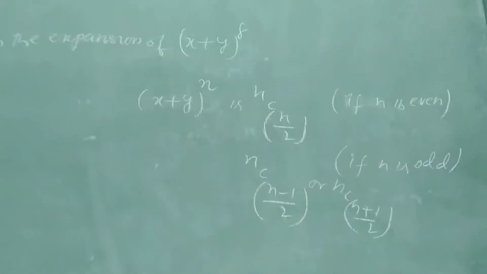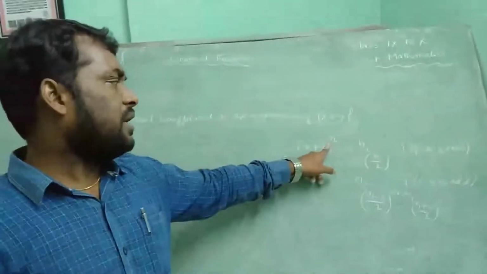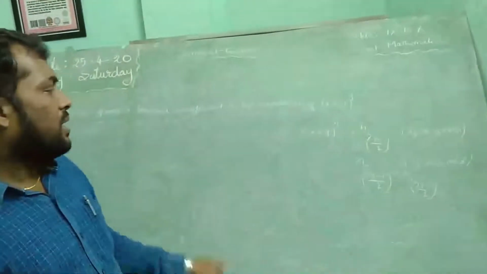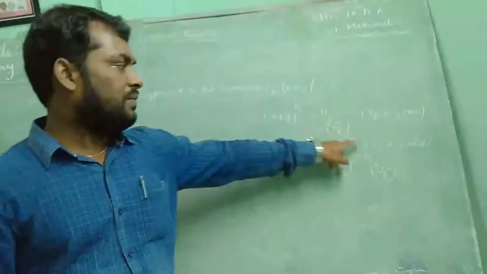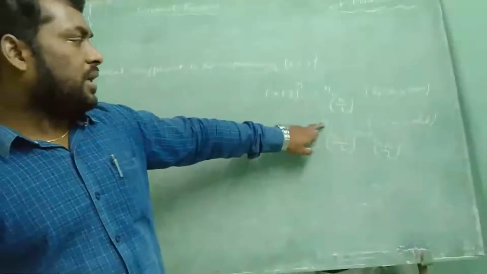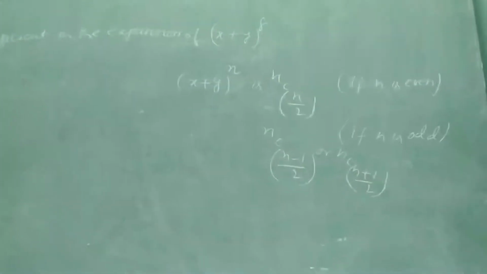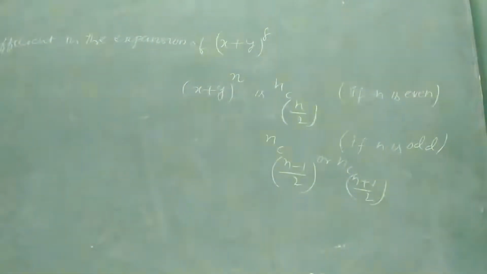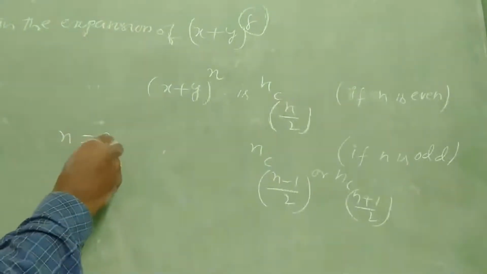So the greatest binomial coefficient in the expansion of x plus y whole to the power of n, if n is even, then you can use the shortcut nc n by 2. If n is odd, you can use either nc (n minus 1) by 2 or nc (n plus 1) by 2. Now apply these shortcuts for finding the greatest binomial coefficient of the given example. Here observe the exponent. What is the exponent here? 8. n is equal to 8.